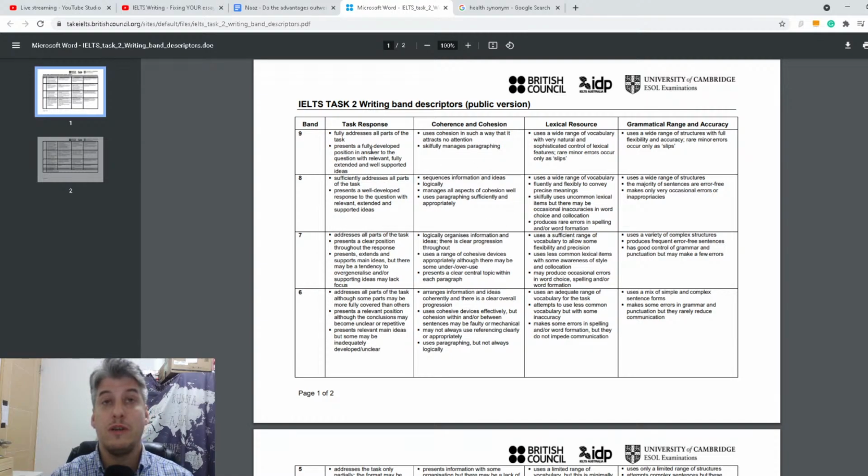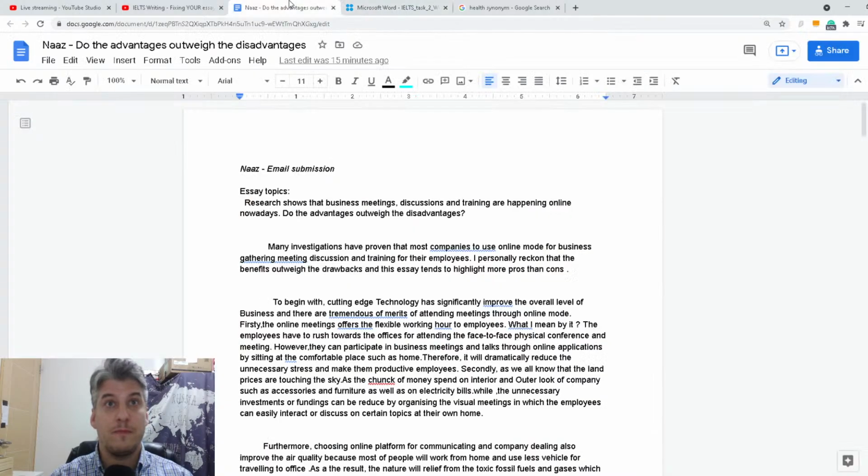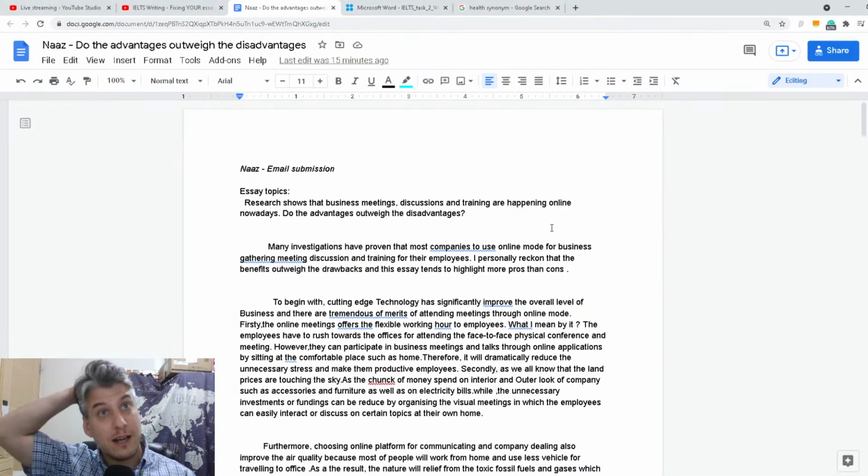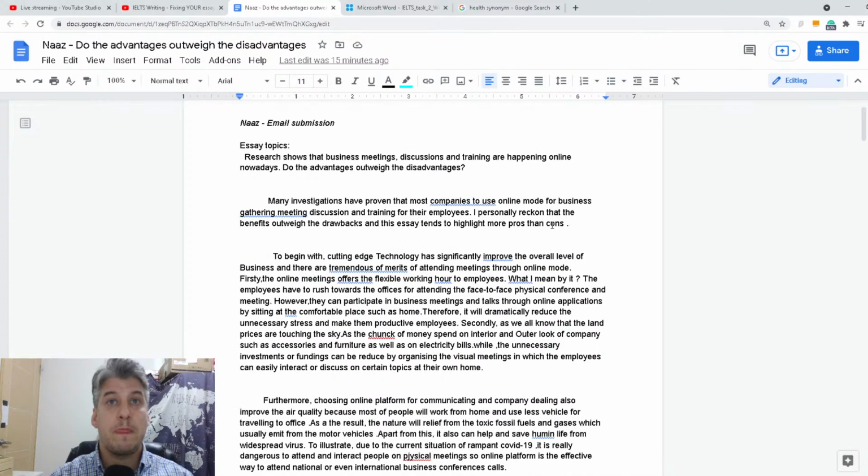It tells you the 4 different criteria. If you don't know, you're marked on task response, which is how well did you answer the question, basically. Coherence and cohesion, how well did you link your ideas together, and is it easy to follow what you're saying. Lexical resource, which is use of vocabulary, and then grammar. Okay, so this is what we're going to do. Now let's get started.